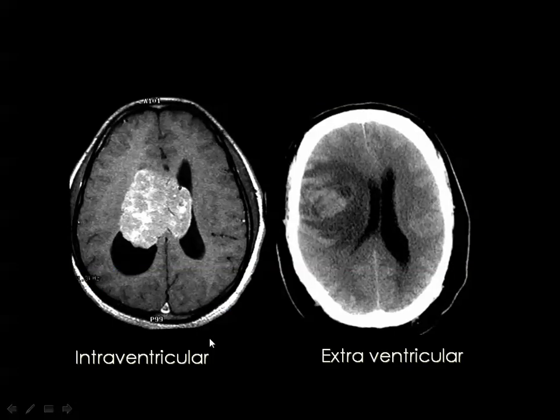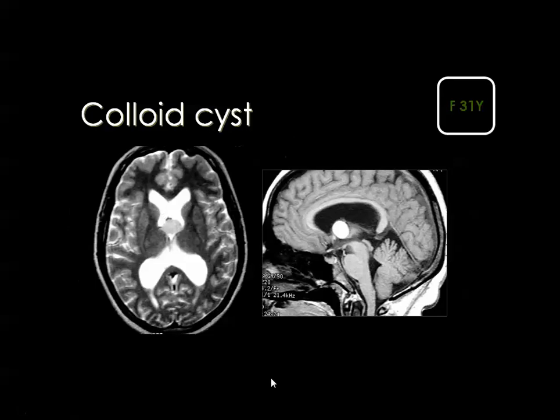Then look at these two lesions. This is an intraventricular lesion with dilatation of the ventricle ipsilateral to the tumor and no perifocal brain edema in the adjacent cerebral parenchyma. While an extraventricular lesion is usually surrounded by perifocal brain edema, and it will compress the ventricle on the same side of the lesion.